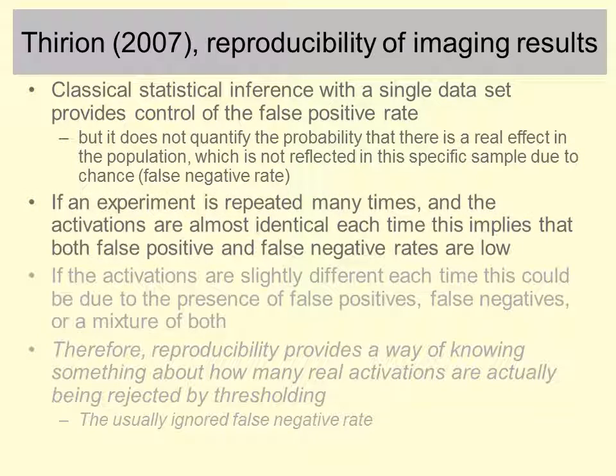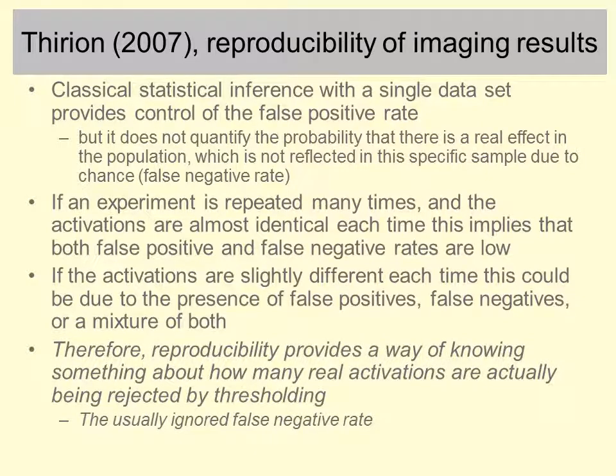So what we want really is to be able to repeat an experiment many times and find almost identical activations each time, because that would imply that both the false positive rate and the false negative rate are low. If we repeat the experiment and each time the activations we get are slightly different, that could be due to the presence of false positives, false negatives, or a mixture of both. So assessing reproducibility would provide a way of knowing something about how many real activations are actually being rejected by thresholding, the usually ignored false negative rate.